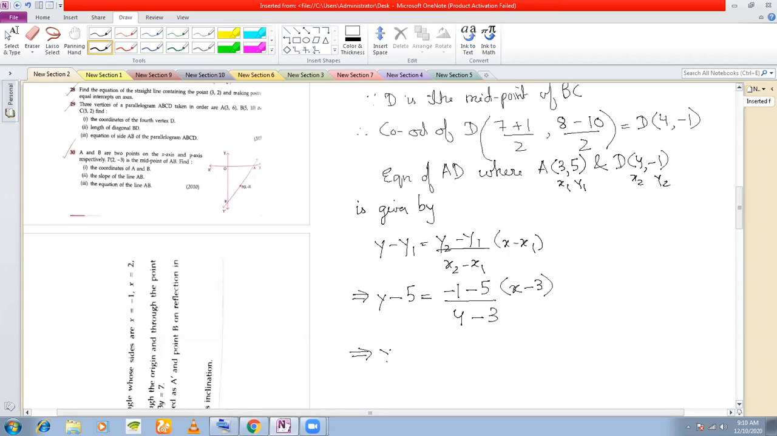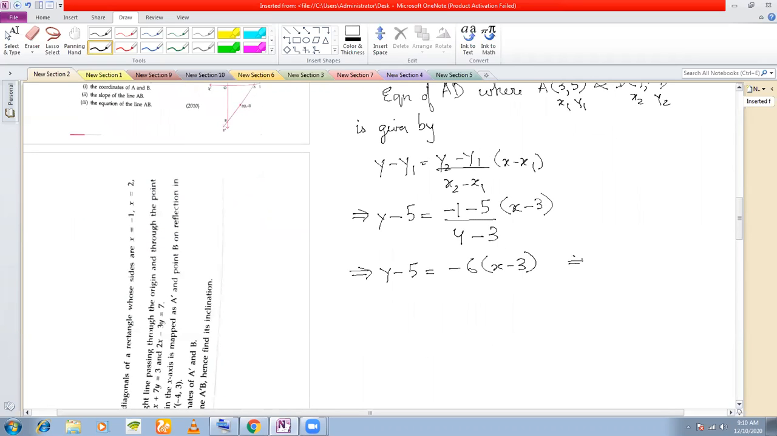So that means y minus 5 is equal to minus 6 by 4 minus 3, which is 1, times x minus 3. Means y minus 5 is equal to minus 6x plus 18. Take everything to one side. 6x plus y minus 5 minus 18 is equal to 0. 6x plus y minus 23 is equal to 0. So this is the required equation of the median.